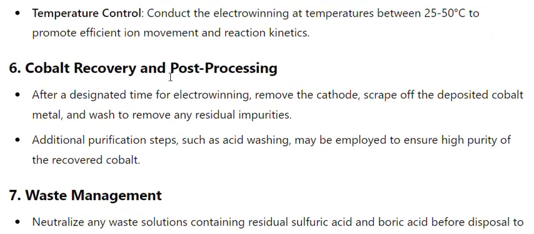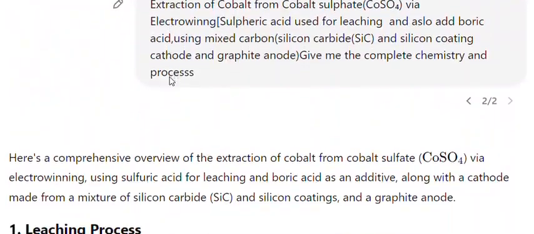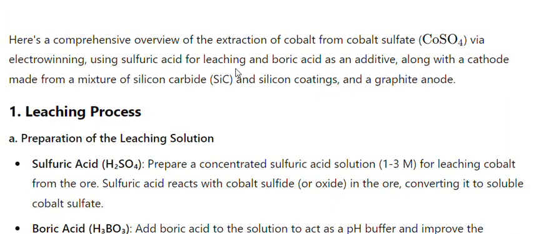Here's a comprehensive overview of the extraction of cobalt from cobalt sulfate, CoSO4, via electrowinning, using sulfuric acid for leaching and boric acid as an additive, along with a cathode made from a mixture of silicon carbide (SiC) and silicon coatings and a graphite anode.